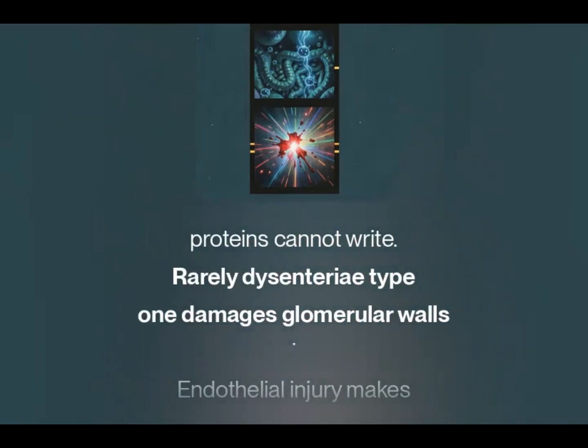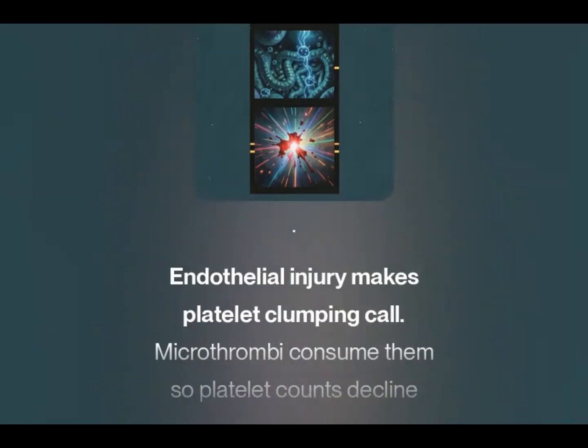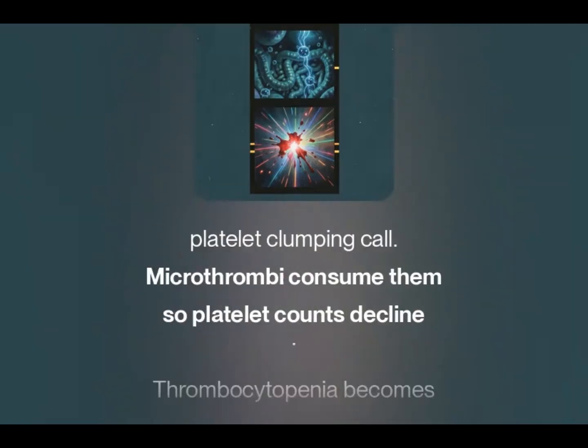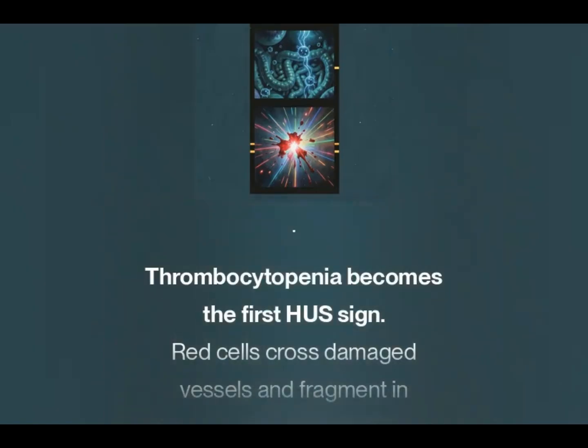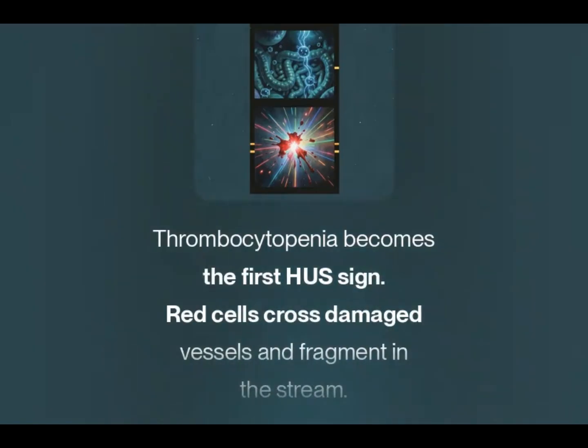Rarely, dysentery type 1 damages glomerular walls. Endothelial injury makes platelet clumping call. Microthrombi consume them so platelet counts decline. Thrombocytopenia becomes the first host sign.